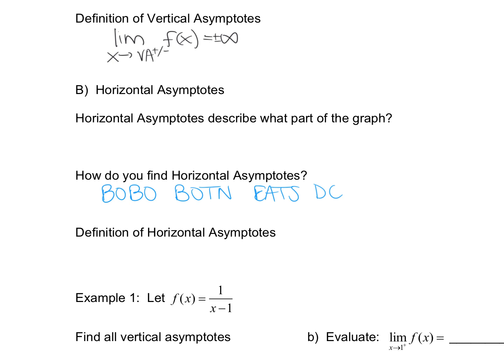Now, the first question asks, horizontal asymptotes describe what part of the graph? Well, don't the horizontal asymptotes only matter as we continue out all the way to the left and to the right? They kind of describe what's happening on the ends of the graph, okay? So we often say they describe the end behavior of the graph.